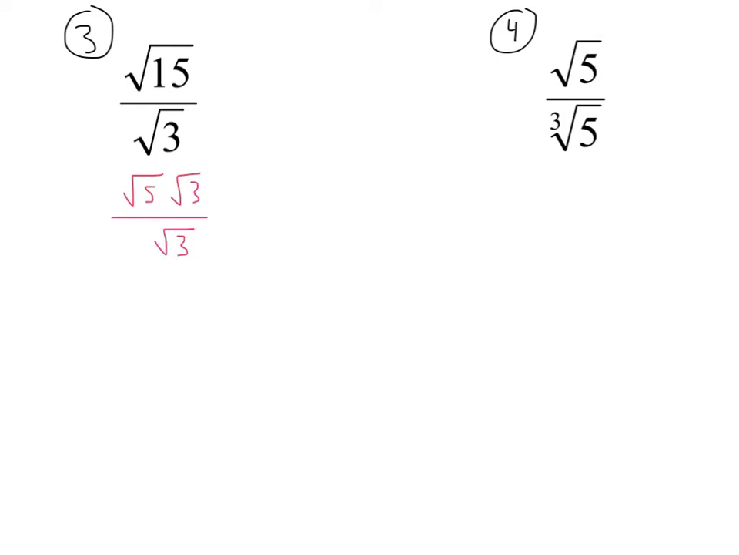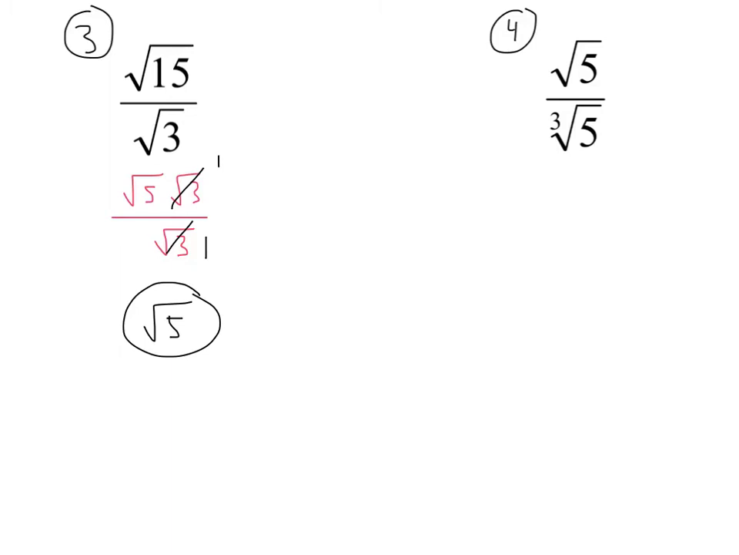Well, in this one, let's see what happens. Radical 3 divided by radical 3, that's 1 over 1. So this just becomes the square root of 5. Okay, well that was easy. Now, if we look at the second one, unfortunately this one isn't as easy.